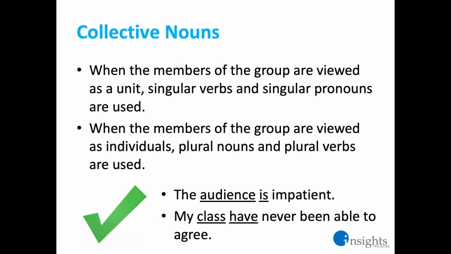Collective nouns. When the members of the group are viewed as a unit, singular verbs and singular pronouns are used. When the members of the group are viewed as individuals, plural nouns and plural verbs are used. For example, the audience is impatient. My class have never been able to agree.